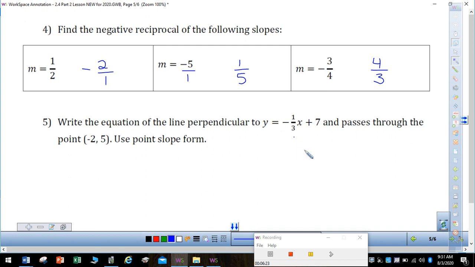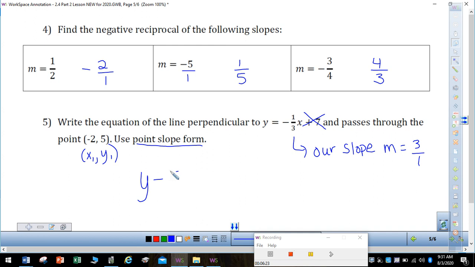So the first thing we're going to look at is that it's perpendicular to this line. The negative reciprocal of negative 1/3 is positive 3 over 1. So that's our slope. We don't need to do anything with that plus 7. Just cross it out. It doesn't mean anything for our problem. So we know that our slope is positive 3, and it goes through the point negative 2, 5. We'll use that as x1, y1. So because we're doing this in point slope form, our final answer is y minus 5 equals 3, that's our slope, times the quantity x plus 2.